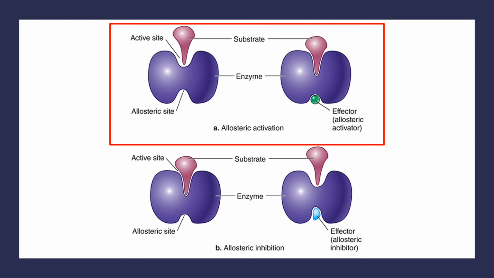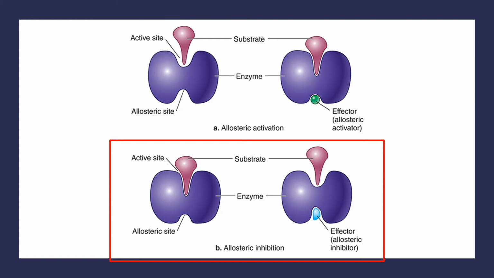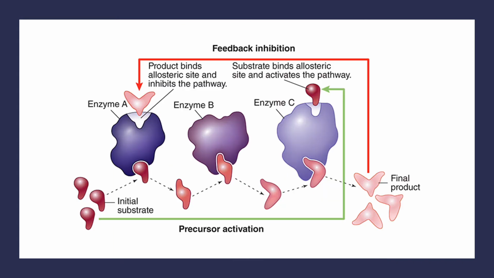Allosteric activation. This is when an allosteric effector known as an activator binds to the allosteric site and promotes enzyme activity in order to convert a substrate bound to the active site to a product. And then there's allosteric inhibition. This is when an allosteric effector known as an inhibitor binds to the allosteric site and prevents binding of the substrate to the active site so it cannot be converted to product.